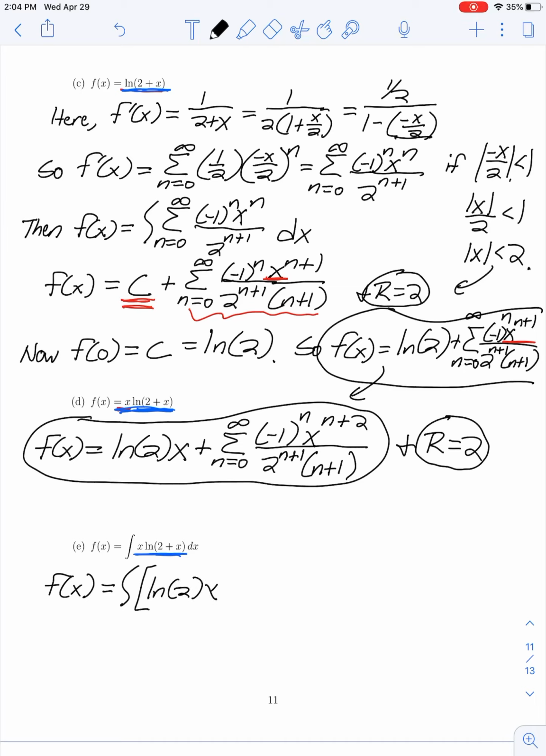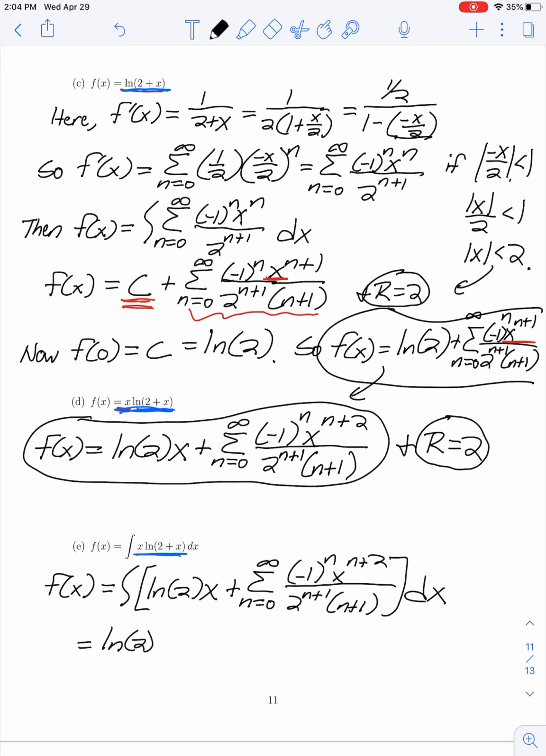So that was natural log of 2 times x plus the sum from 0 to infinity of negative 1 to the n, x to the n plus 2, all over 2 to the n plus 1 times n plus 1 with respect to x. So integrating here, we would have our constant, the natural log of 2, times the antiderivative of x, which would be x squared divided by 2.